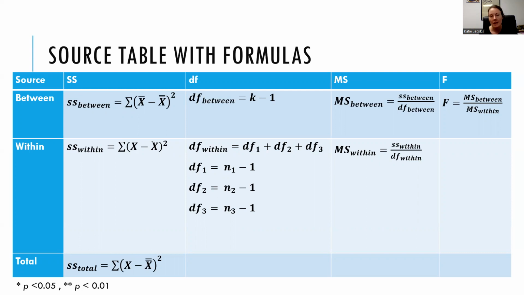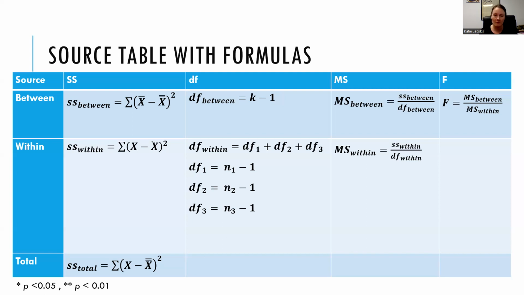And so here, if we were writing our source table, we'd have this table, and in place of where it says S, like for example, in that cell where it says SS sub between equals the summation of (X bar minus the grand mean) squared, instead of having all that font there, we'd actually just have a number.